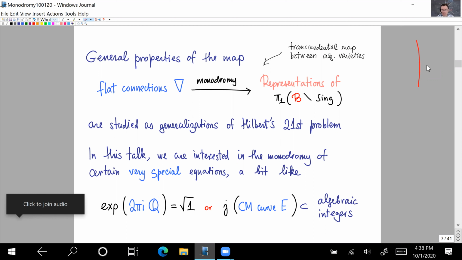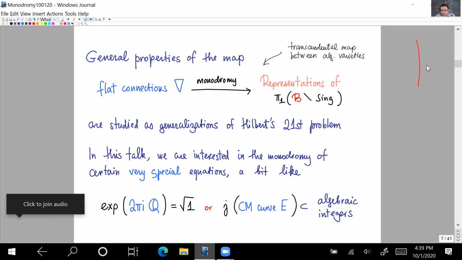Those are very special ones. For instance, if I take the exponential of 2 pi i times a rational number, I get a root of unity. And if I take the j invariant in the upper half plane, not of an arbitrary elliptic curve but of a complex multiplication elliptic curve, I get an algebraic integer, and so on. So we would be interested in the situation when we have an equation defined with some nice coefficients, in particular maybe rational functions of some bunch of variables, and the monodromy is defined over exactly the same type of coefficients, namely rational functions of maybe the exponential of all these variables. So we're interested in monodromy of specific equations.